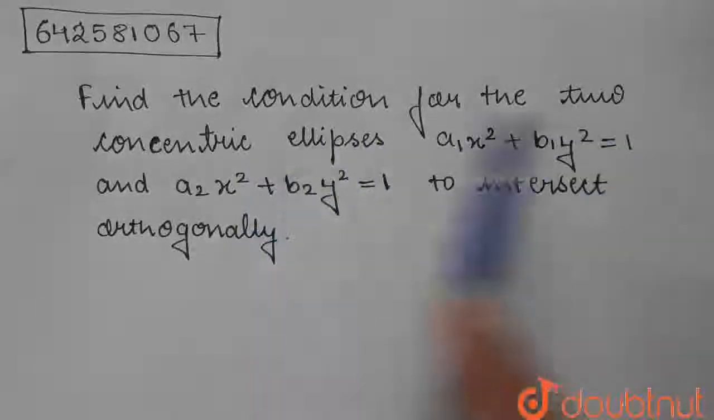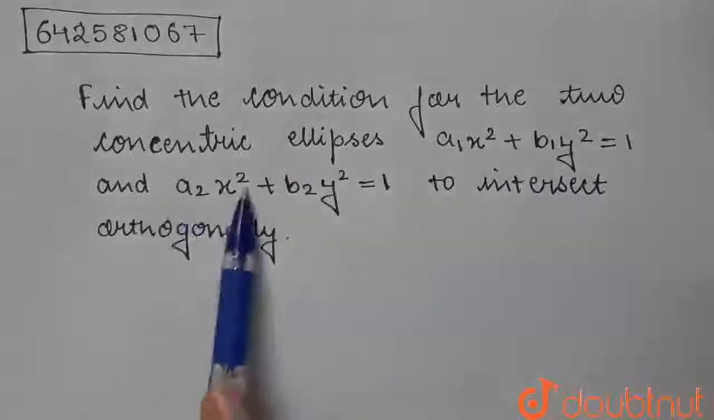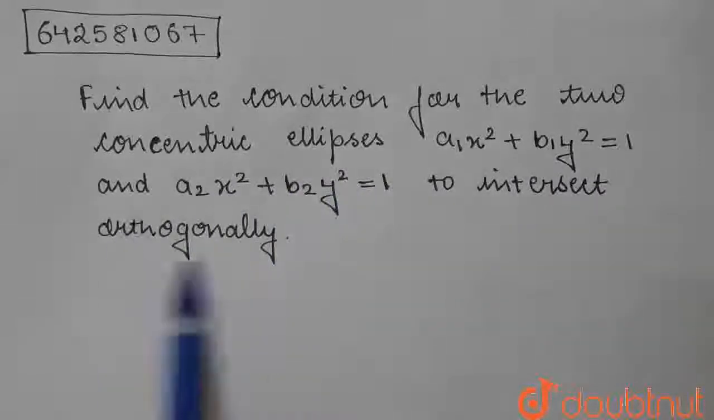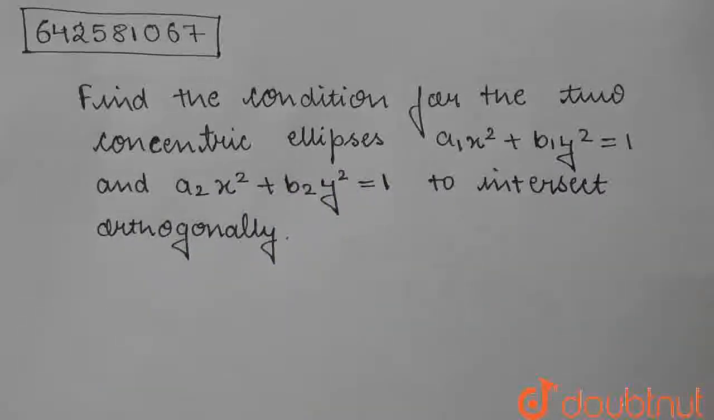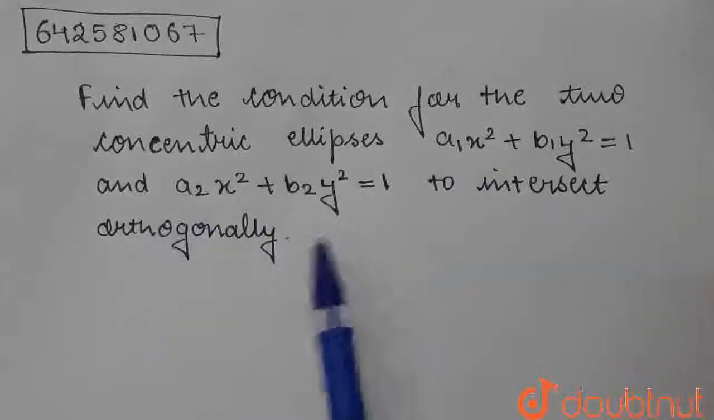The given question is: find the condition for the two concentric ellipses a1x square plus b1y square is equal to 1 and a2x square plus b2y square is equal to 1 to intersect orthogonally. So in this question we need to find the condition for these two ellipses to intersect orthogonally, right?